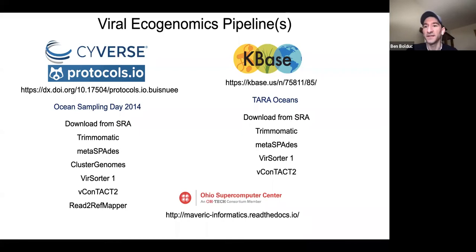Likewise, with CyVerse, you'll download from the SRA. You'll run Trimmomatic on that, metaSPAdes, VirSorter 1, and vContact 2. I should say, one of the reasons we don't have nearly as many apps in KBase as we do in CyVerse is simply because it takes a lot longer for the developer to integrate apps in KBase.